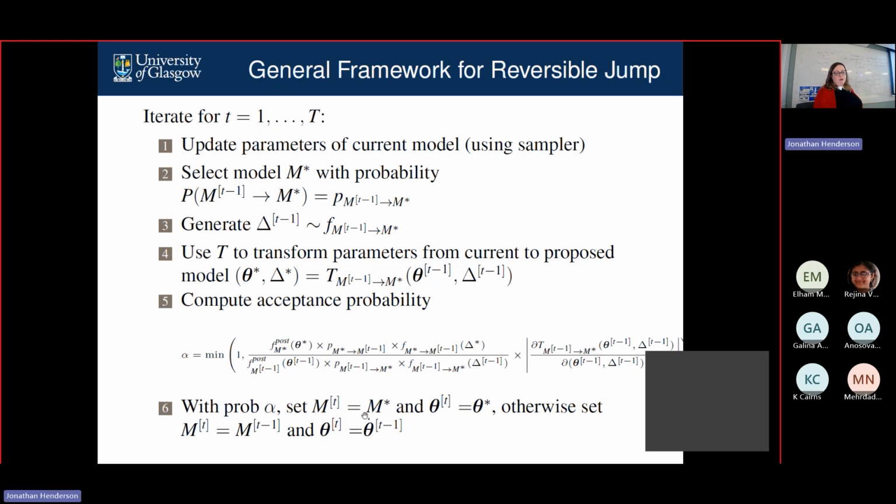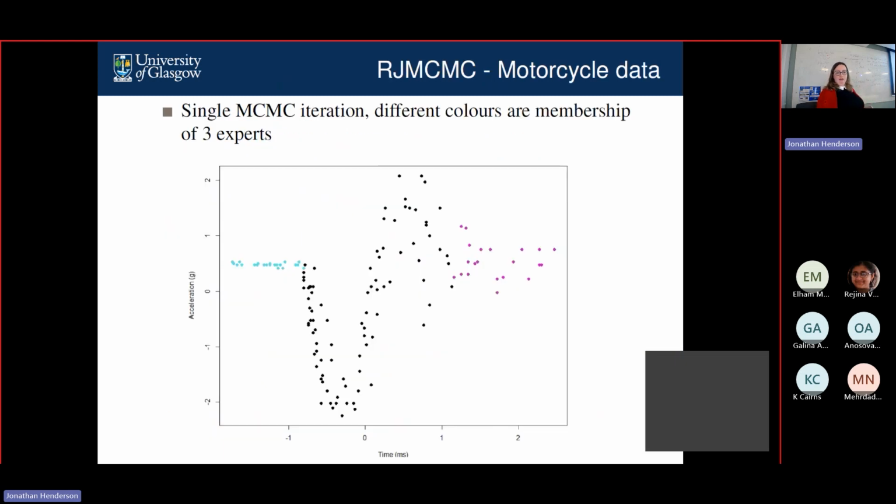Given that acceptance probability, if we accept, we set the newest iteration T model to this M star, the proposed model, and set the parameters to be that as well. Otherwise, we stick with the same one. So it's very similar to Metropolis-Hastings with a twist. It's easier to describe if I use a particular example. So we're going to take a look at this for HMEs of normal data. So if we have a single MCMC iteration, I'm going to illustrate a problem with this here.